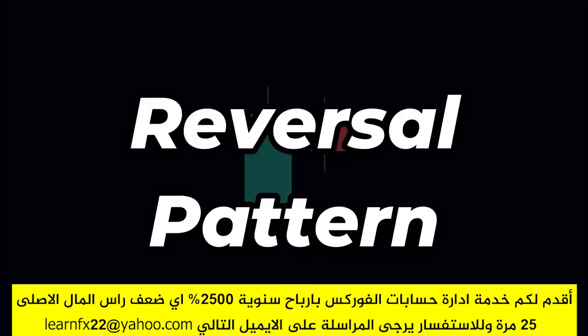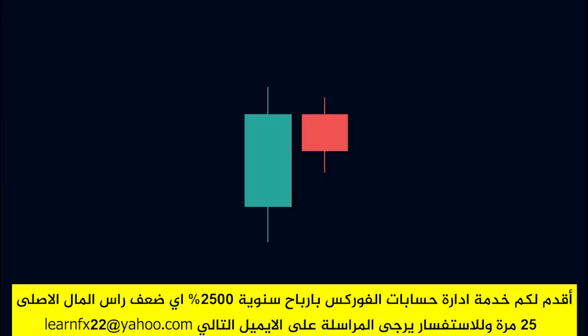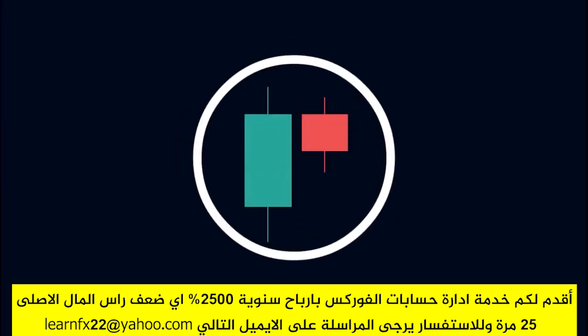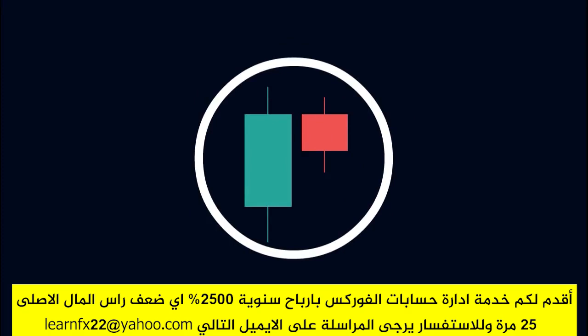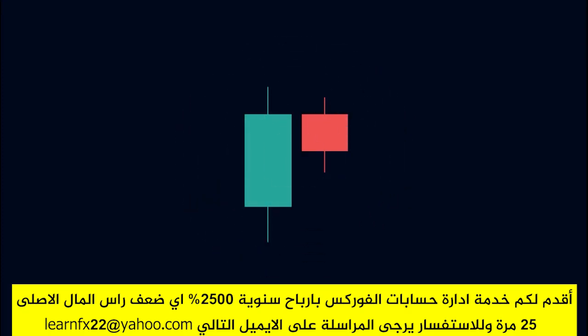Inside bar is a reversal pattern. So, if we spot an inside bar pattern, we can expect the market to make a reversal from the previous price move. Now, inside bars are very powerful on the regular candlestick charts. But they are even more powerful on Heikin Ashi charts.